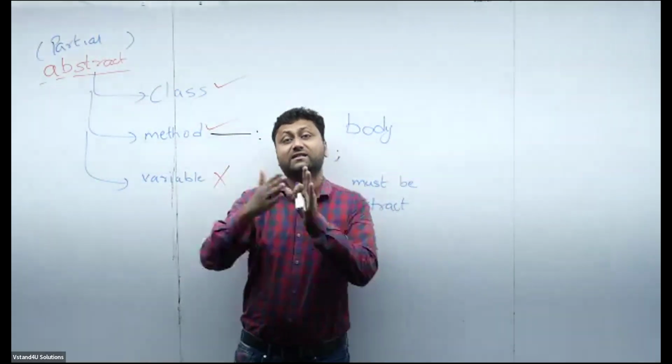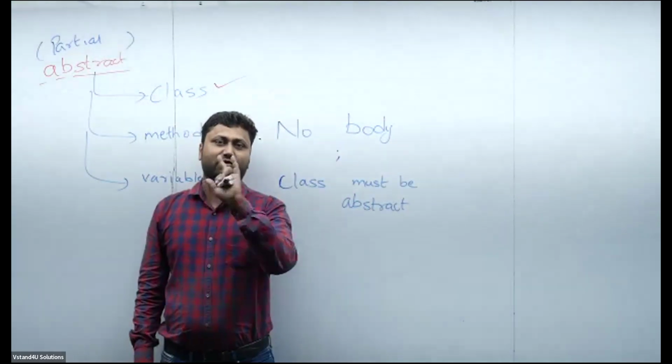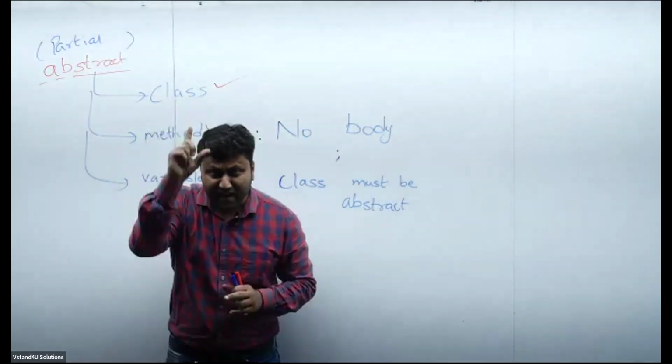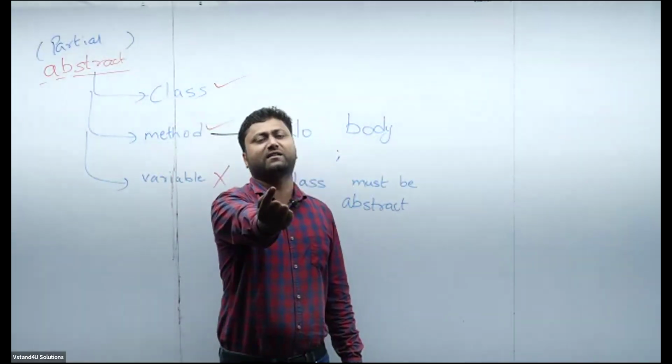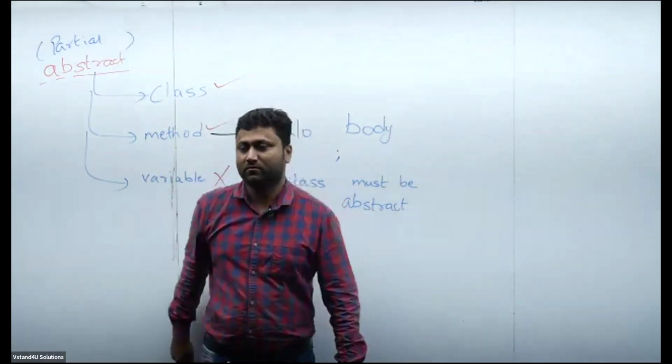That is one part. Second part I'm asking. Listen, the second part is most important. This is the actual question. If a class is marked as abstract, then at least one method must be marked as abstract. Yes, no. Now answer.